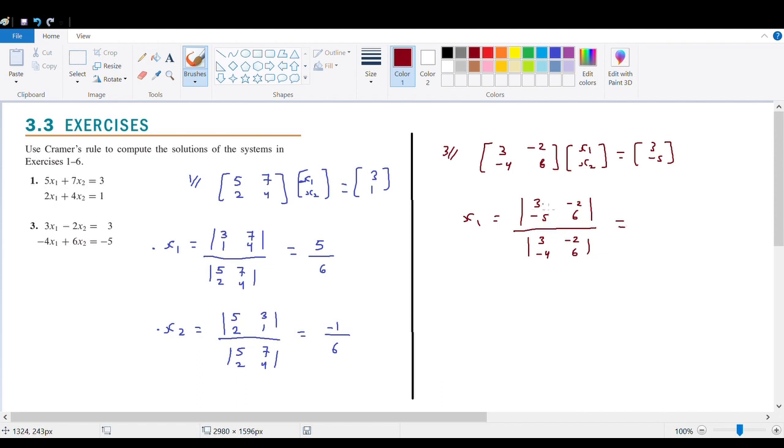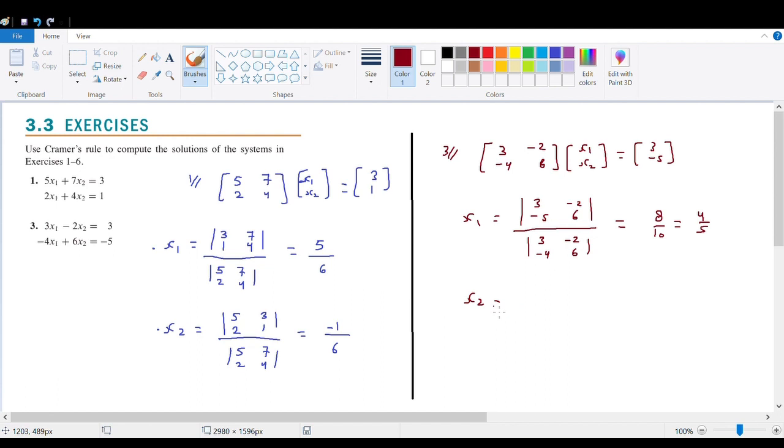Divided by the determinant of the matrix A, [3, minus 4; minus 2, 6]. So now the determinant: 3 multiplied by 6, 18, minus 2 multiplied by 5, so 18 minus 10. This will give us 8 over 10, which is equal to 4 over 5. Also the determinant of this one is 10. So 3 multiplied by 6, minus minus 2 multiplied by minus 4.